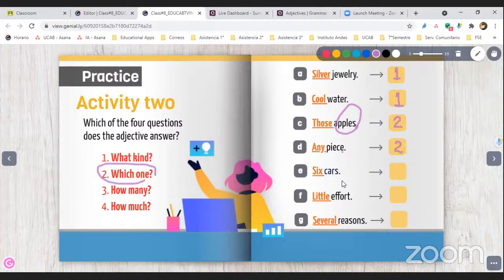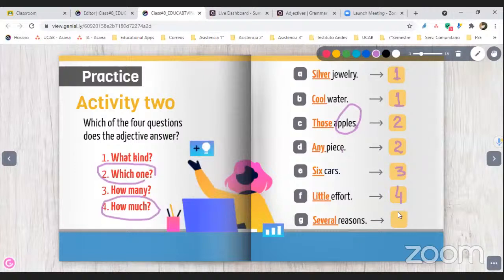If we're speaking about 6 cars, the cars are countable. We can count the cars, 1, 2, 3, 4, 6. So the question is how many? So it is number 3. But if we say little effort, we're answering the question how much? And the last one, we can count reasons. For example, if I don't want to go to school, maybe I have a lot of reasons or a few reasons for that. And I can count the reasons. Reason number 1, reason number 2. So we're answering the question how many.